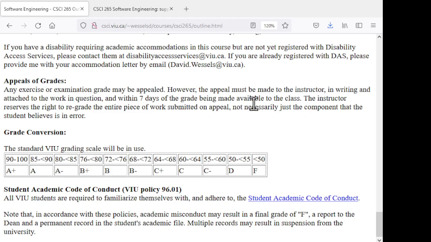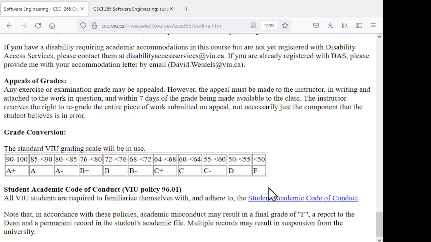Mistakes happen, especially when we're marking things as complex as some of the stuff we're going to get into here. If I make a mistake in adding up your marks, or if I make a mistake in posting your grade, let me know. I don't mind fixing things like that. We'll use the standard grade scale for VIU.